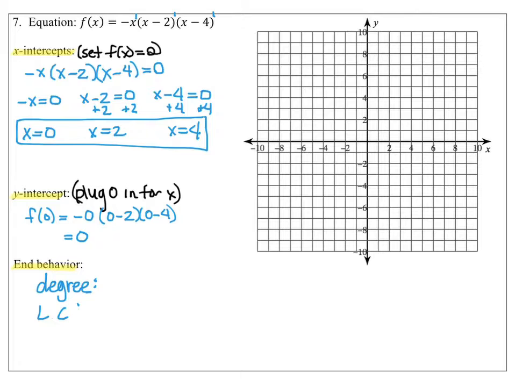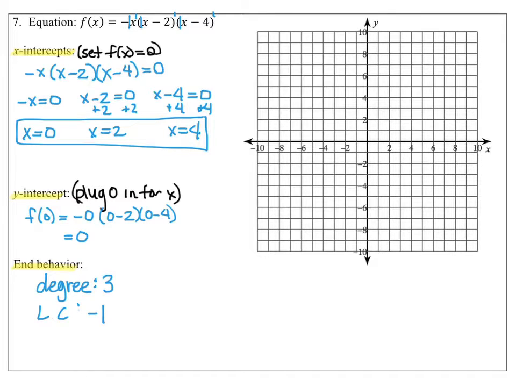The degree is your biggest exponent when everything is multiplied out. On this one we have a 3. My leading coefficient is going to be a -1, because the coefficient of each x is 1. If I multiply everything out, I have that -1 out front, which makes my leading coefficient -1.